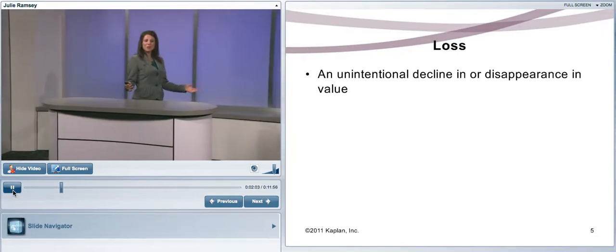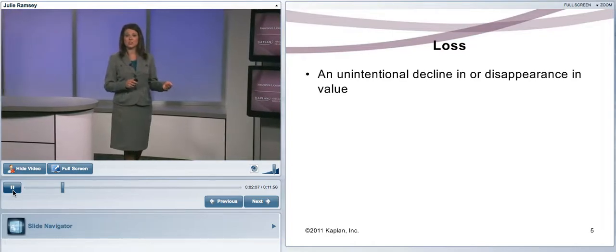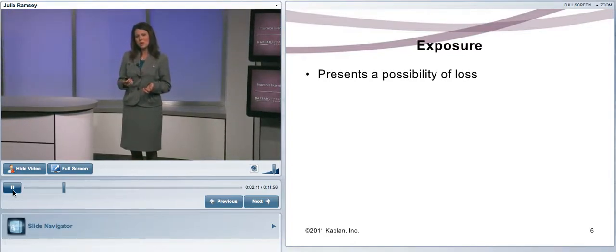What is loss? Well, loss is an unintentional decline in or disappearance in value. What is exposure? Well, it presents a possibility of loss. It's what the insurance company could be liable for. What is the insurance company's exposure? What would they potentially have to pay?